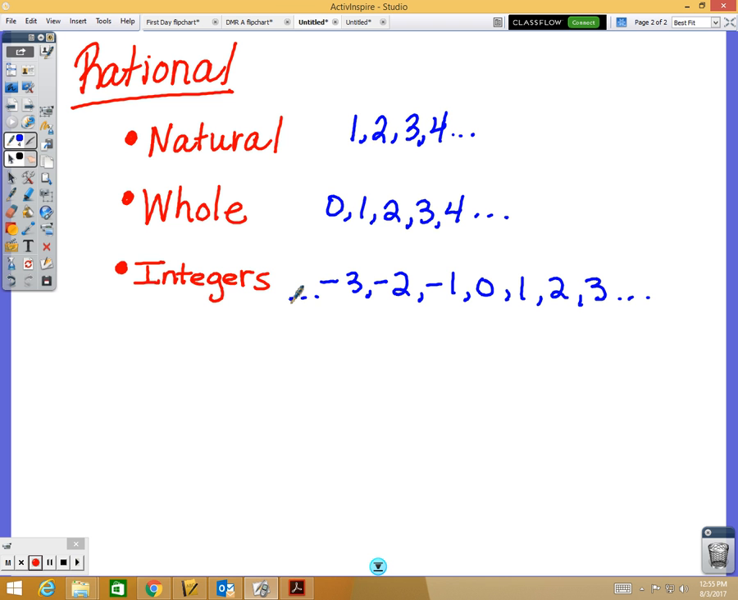It's kind of like a number line, integers. We have some side conversations going on.